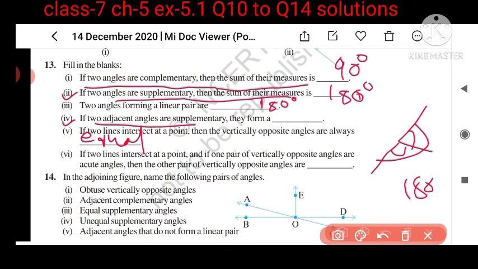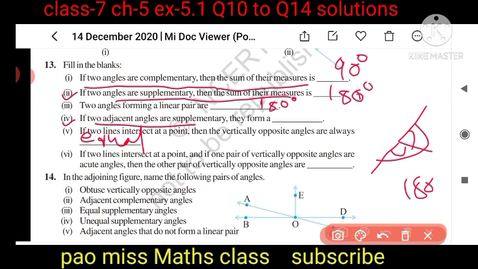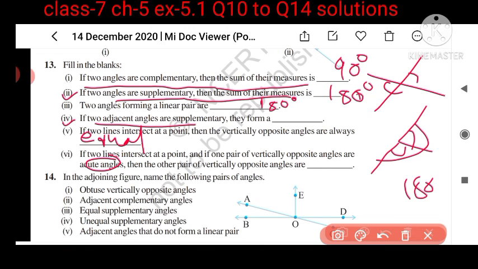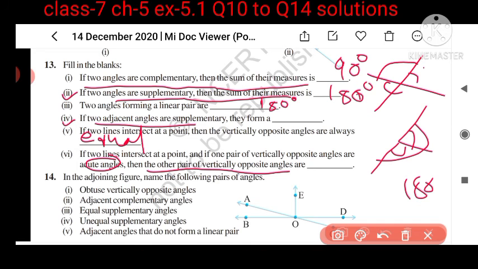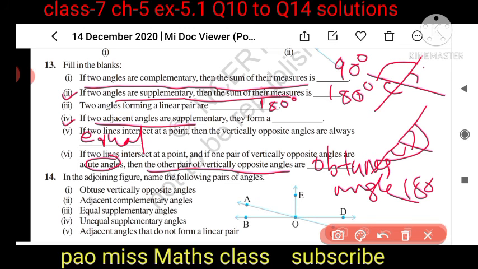Now 6. If two lines intersect at a point, and one pair of vertically opposite angles is acute, okay, if two pairs are like this and this one pair is what? Acute angle. Acute angle means less than 90 degrees, isn't it? Then the other pair of vertically opposite angles will be what? Obtuse, greater than 90. If one is less than 90, then the other will be greater than 90. Then only they will make a linear pair, isn't it? So you will write obtuse angles. So for question number 6, the answer will be obtuse angle. So fill in the blank is done.